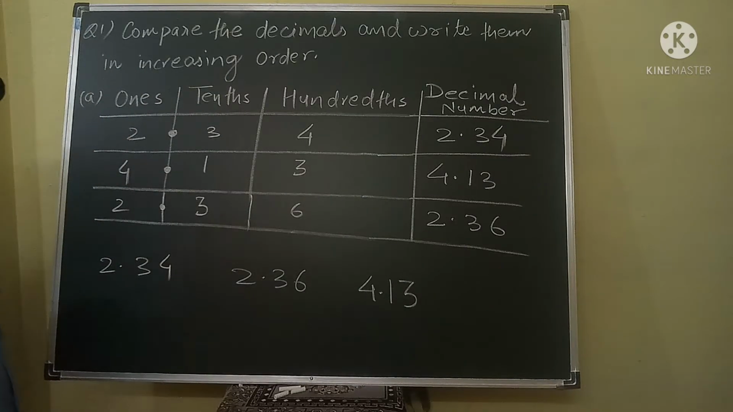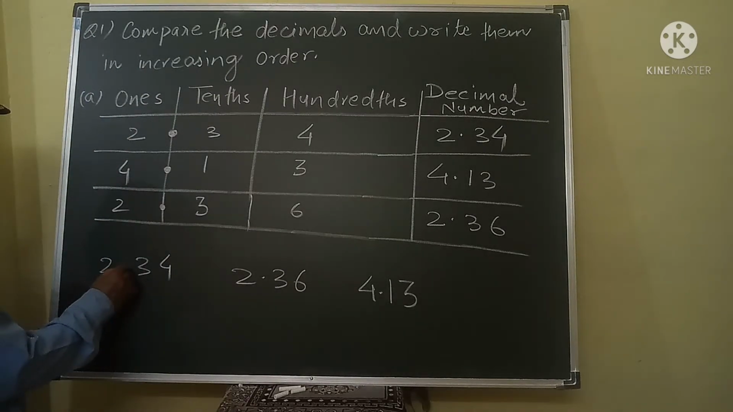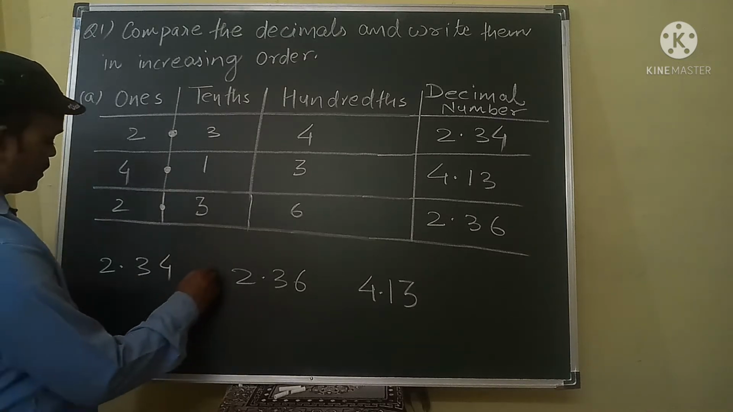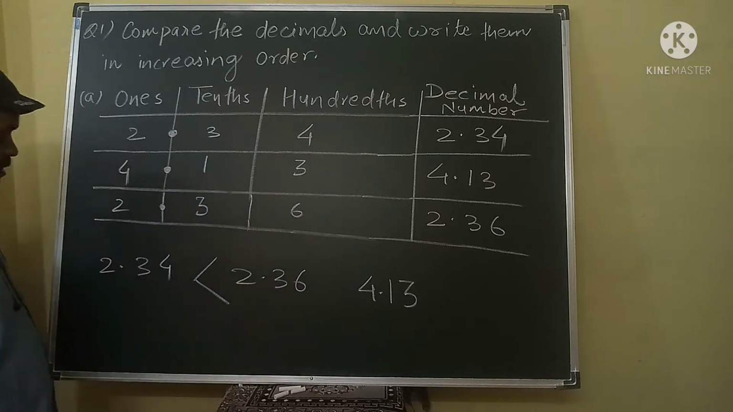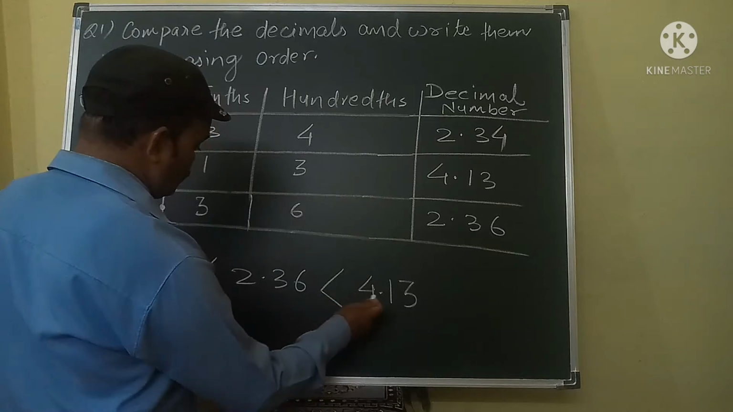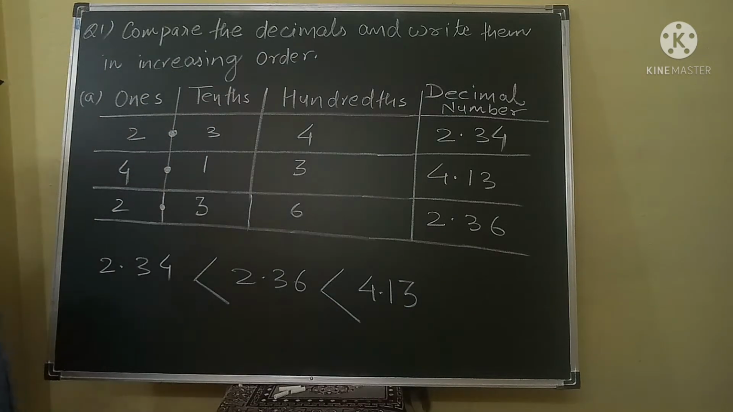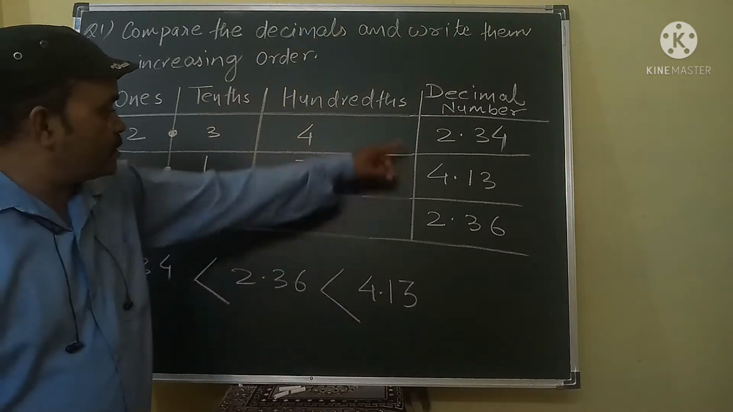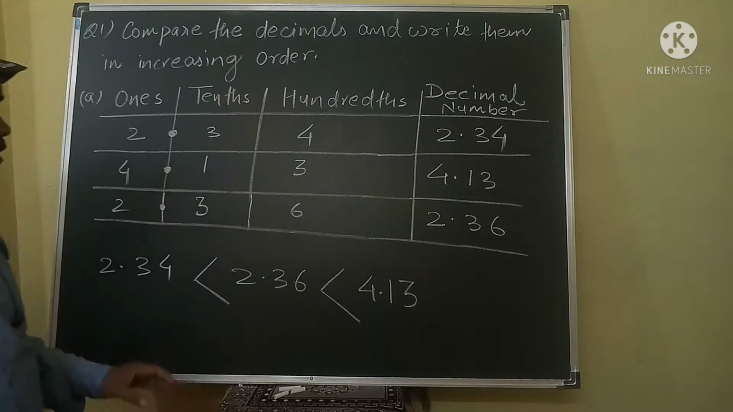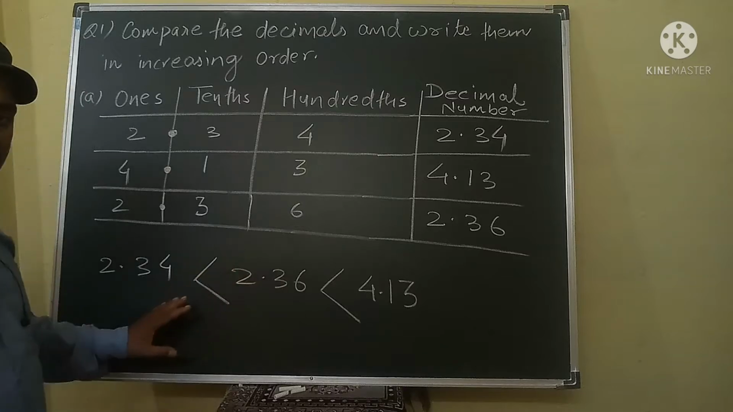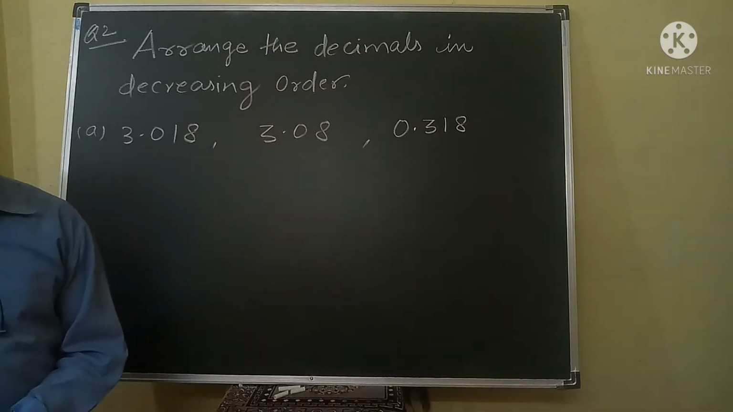4.13. Okay, so as you are looking, 2.34 is less than 2.36, 2.36 is less than 4.13. So this is the increasing order of the given decimal numbers, and this is the required answer for the required question. Now we will discuss question number 2.